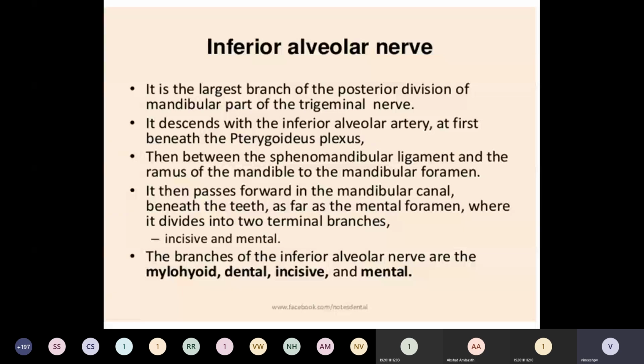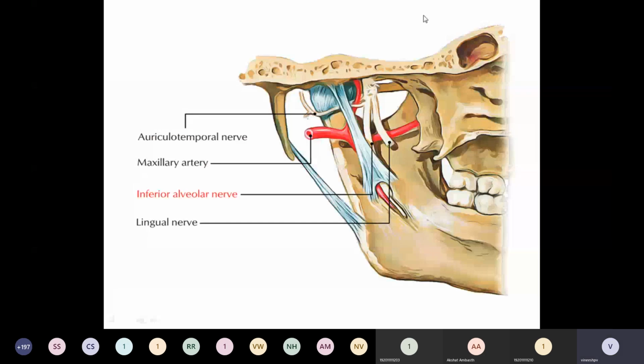Okay. Then you can see this diagram. This is the auriculotemporal nerve. It encloses the middle meningeal artery, then runs upwards to supply the scalp. This is the inner view. And there is a ligament. See, this is the spine of the sphenoid bone, and this on the mandible is the lingula of the mandible. So this ligament is known as the sphenomandibular ligament. You can see the inferior alveolar nerve is situated between the mandible and the sphenomandibular ligament.